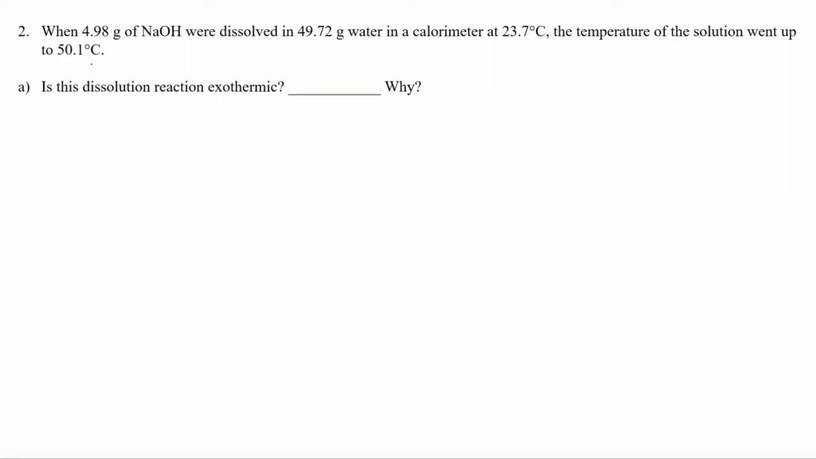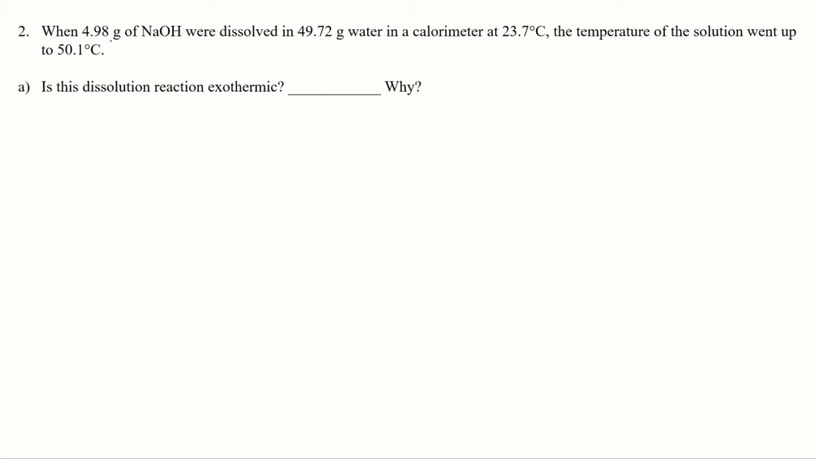Question number 2 states, when 4.98 grams of sodium hydroxide were dissolved in 49.72 grams of water in a calorimeter at 23.7 degrees Celsius, the temperature of the solution went up to 50.1 degrees Celsius. Before we look at question number 1, which has several parts, and this is very similar to part B of the lab report, heat of reaction, we need to look at a couple of things. Here we're going to be dissolving an unknown solid. And when we dissolve an unknown solid in water, 2 different processes can occur. We could have an exothermic process or an endothermic process.